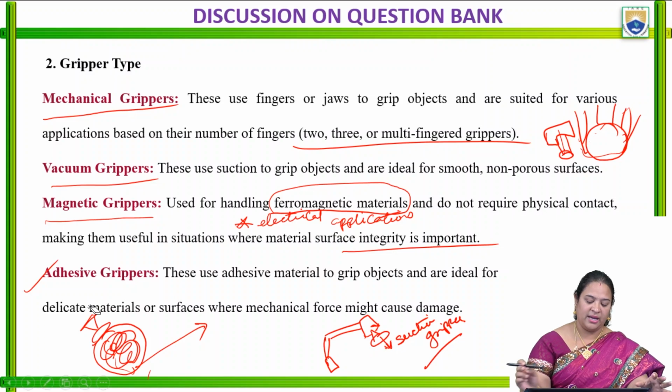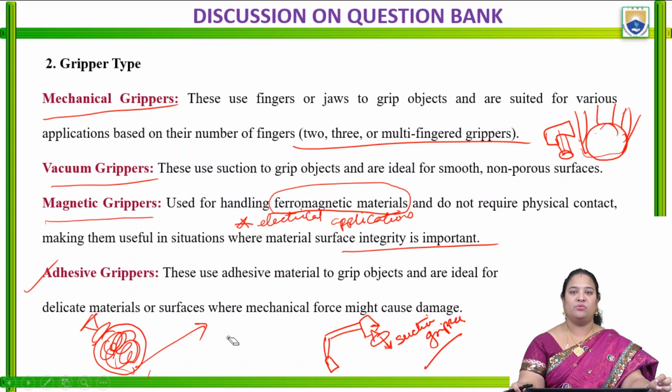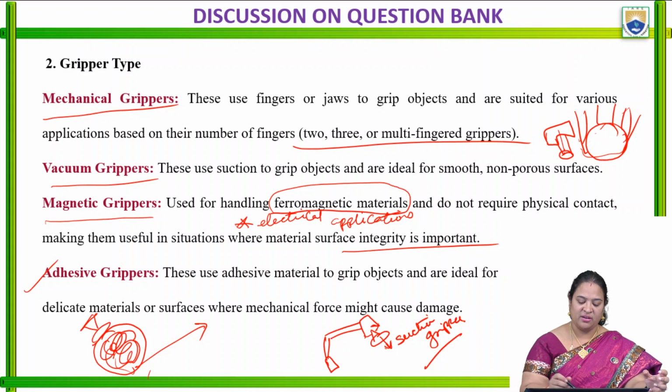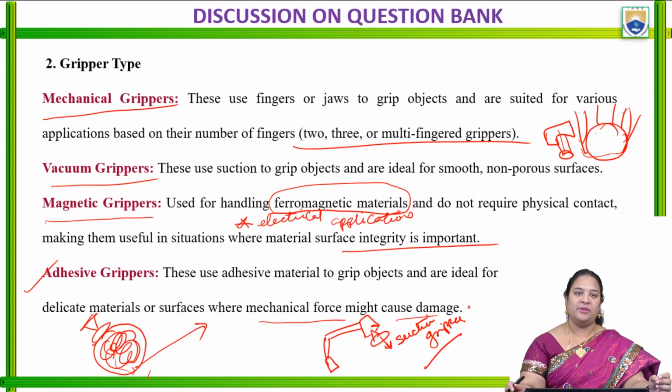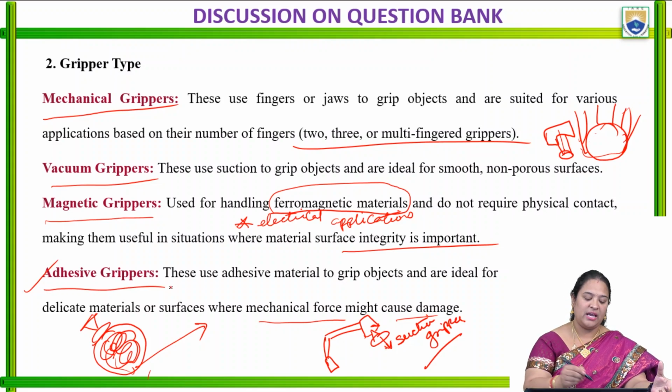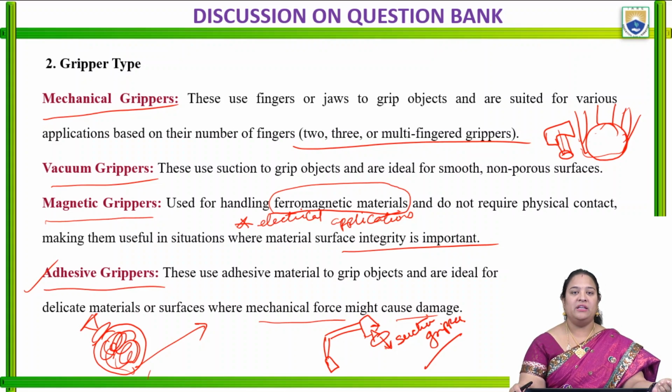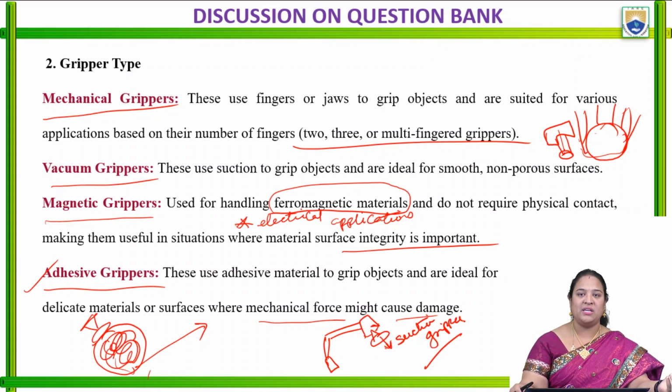What do we mean by the term adhesive gripper? Adhesive grippers are ideal for delicate materials or surfaces where mechanical force might cause damage. For materials that are very delicate and whose surfaces get damaged due to the force applied on the object, we go for an adhesive type of gripper, right? Clear?